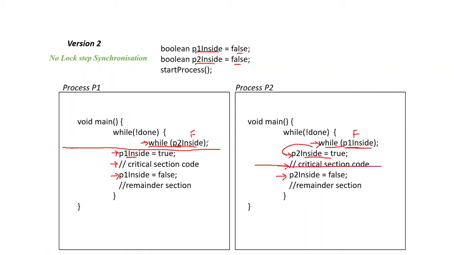Now P1 executed till this line while P2 inside. Now this was evaluated to false. Now P1 can safely execute this line of code. Now this executes this line of code, P1 inside equals true, and next it can enter into the critical section. So what does that mean? Both the processes P1 and P2 are inside their critical section at this point. So this code does not guarantee mutual exclusion.